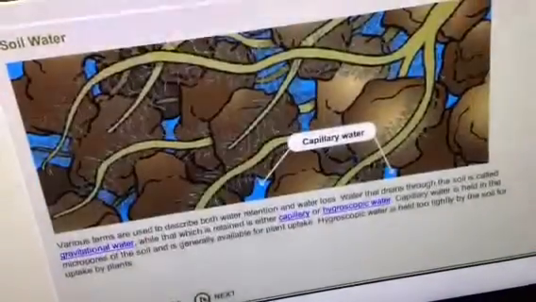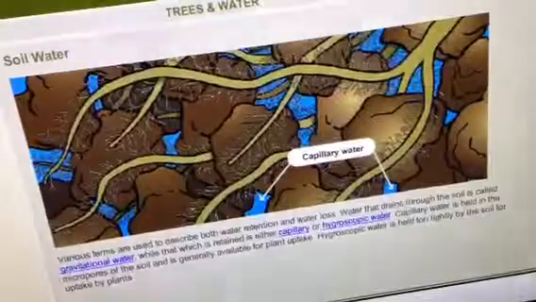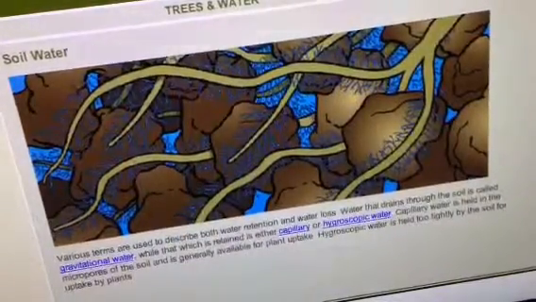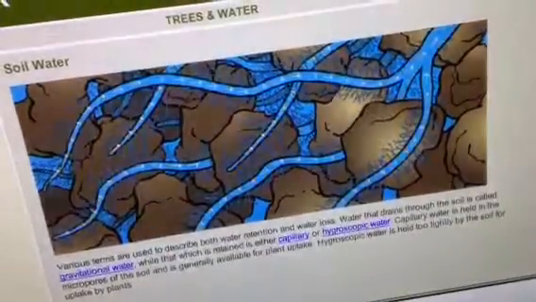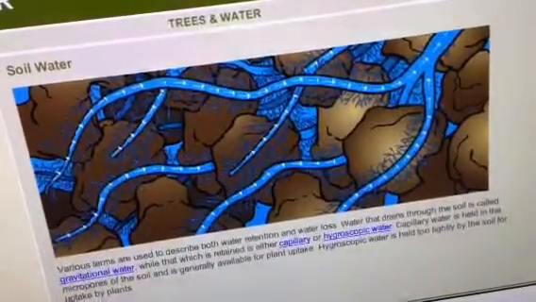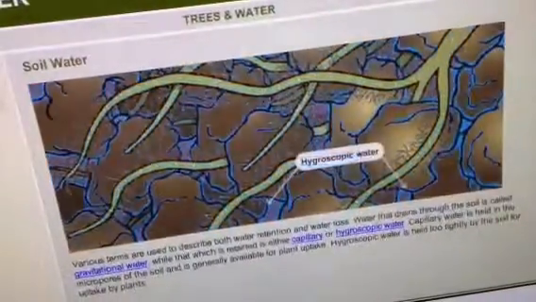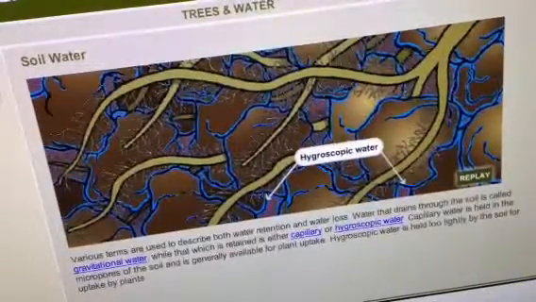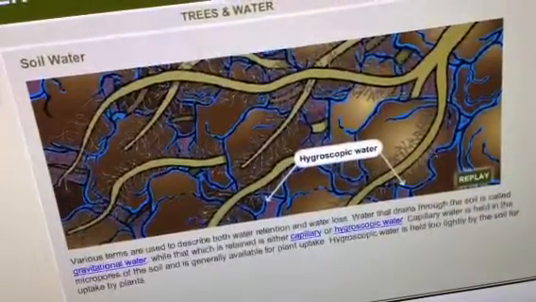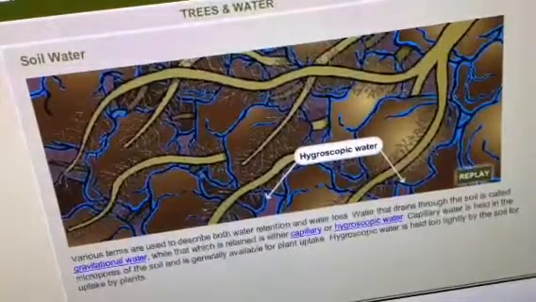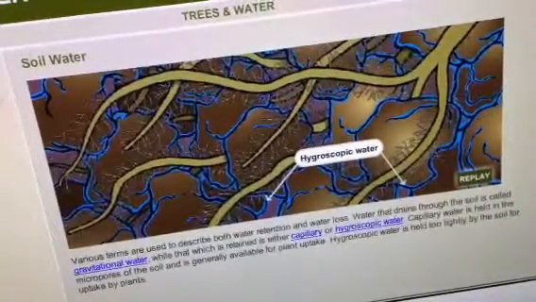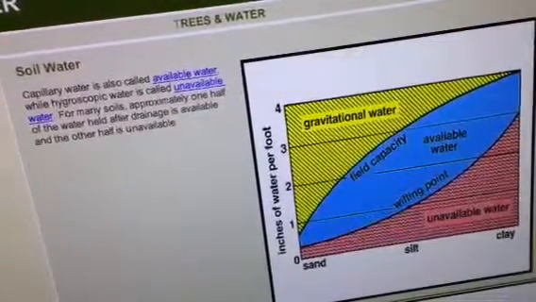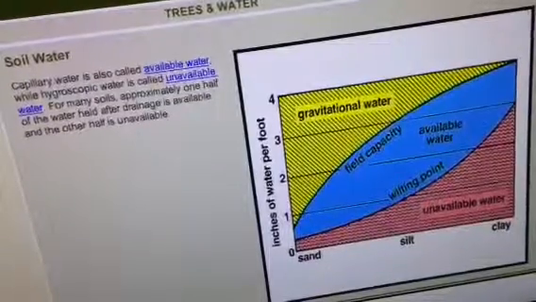Various terms are used to describe both water retention and water loss. Water that drains through the soil is called gravitational water, while that which is retained is either capillary or hygroscopic water. Capillary water is held in the micropores of the soil and is generally available for plant uptake. Hygroscopic water is held too tightly by the soil for uptake by plants. Capillary water is also called available water, while hygroscopic water is called unavailable water.